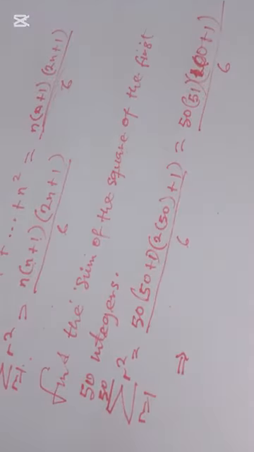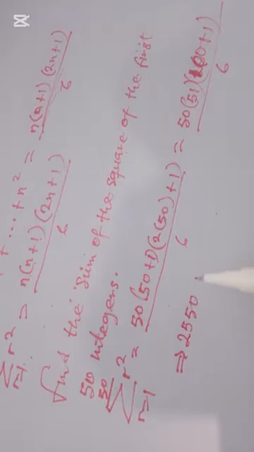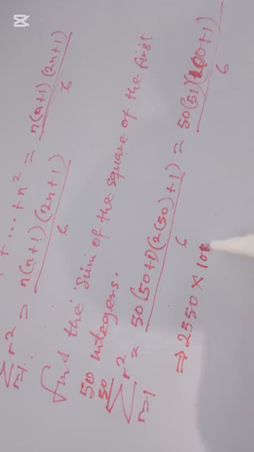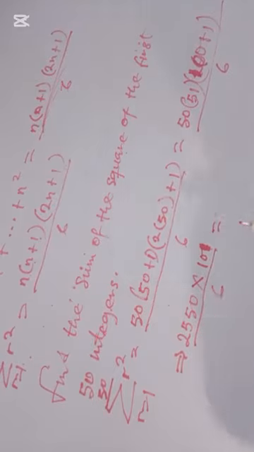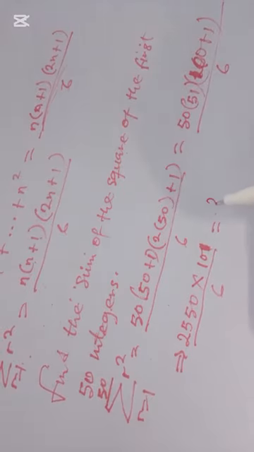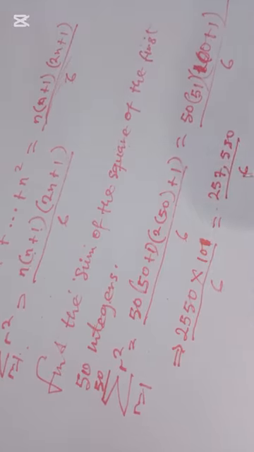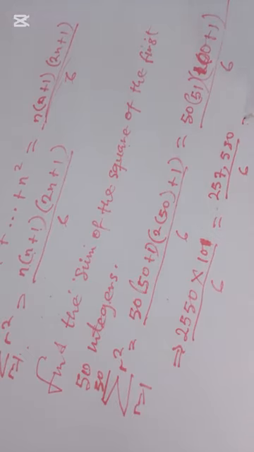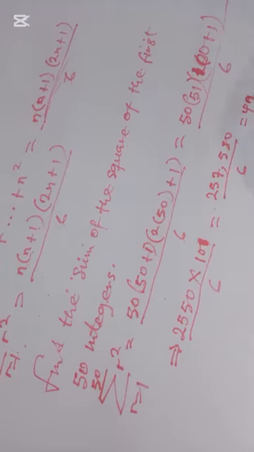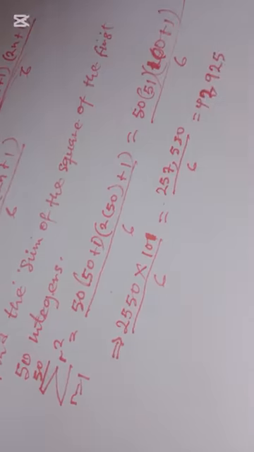And this implies that we're having 50 into 51. What is that going to give us? 50 multiplied by 51 is 2,550, multiplied by 101, since 100 plus 1 gives us 101, over 6. 2550 multiplied by 101 equals 257,550, divided by 6, and this is going to give us 42,925. Isn't that beautiful? Wonderful. You can see how easy it is.